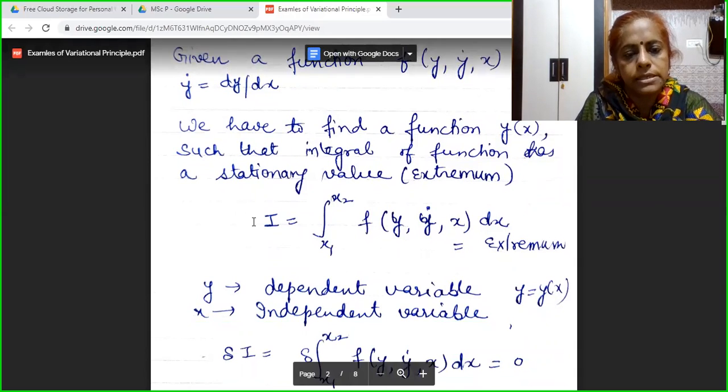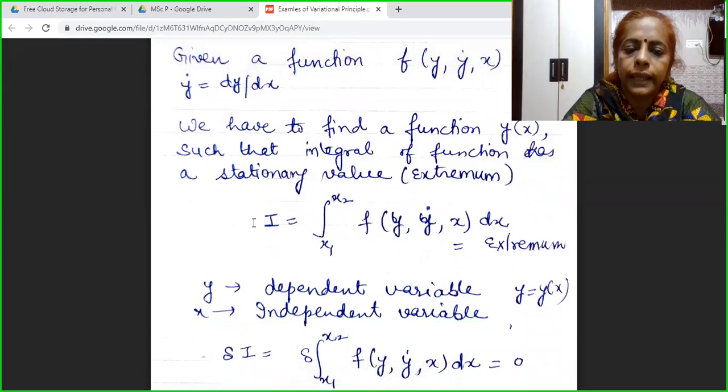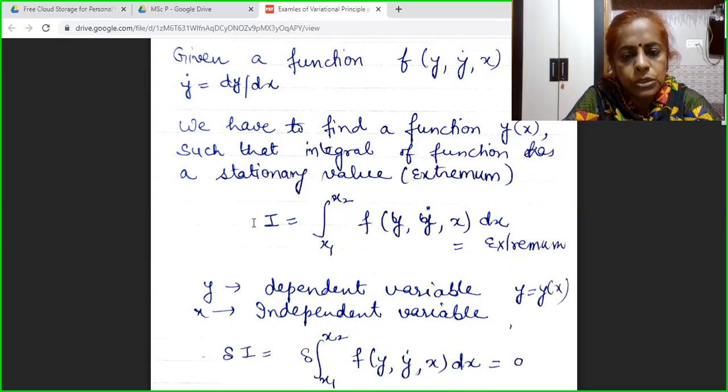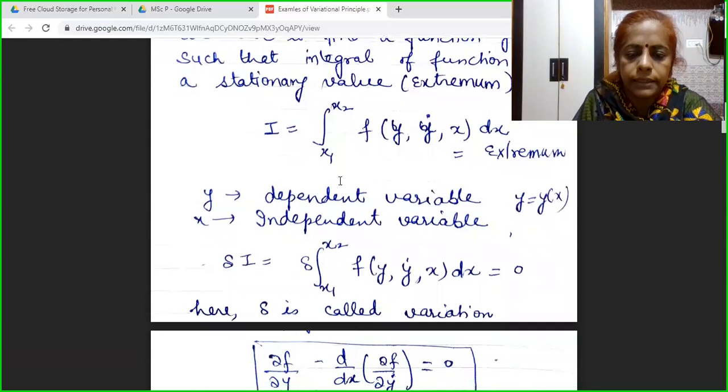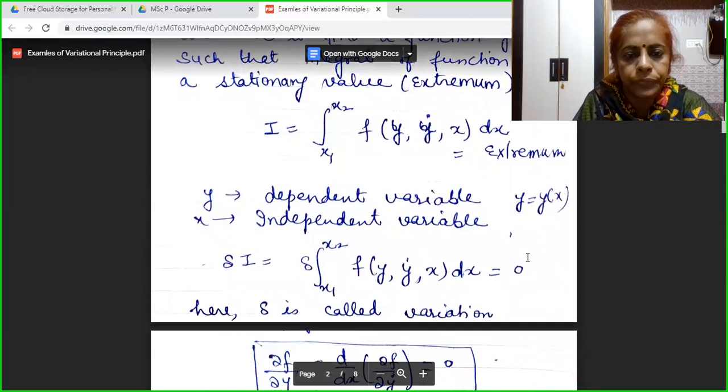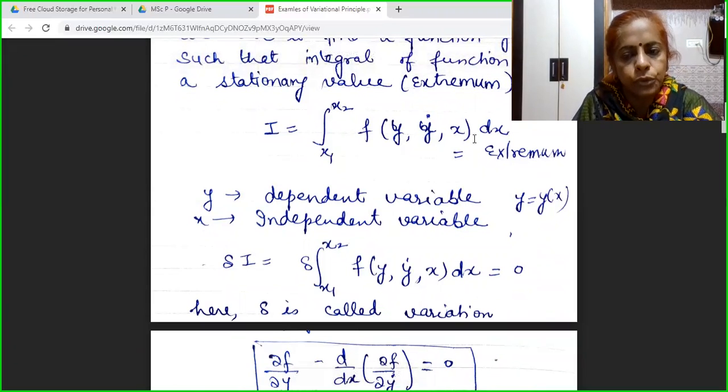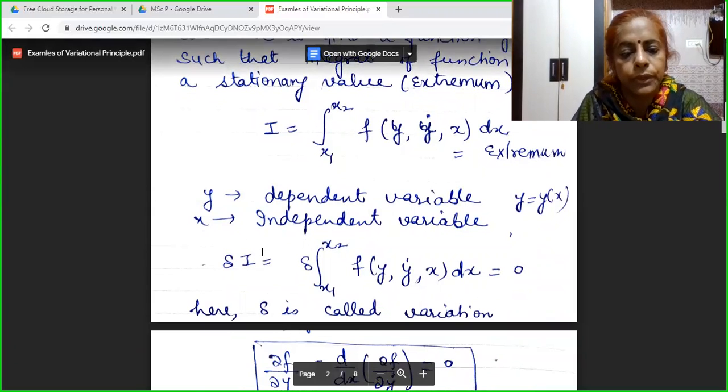This integral is given to us as having a stationary, that means extremum, value. That means this integral can either be maximum or minimum. Now since I is extremum, students, its variation will be equal to 0. That means del I must be equal to 0. So we are given I to be extremum, or we are given that del I is equal to 0.